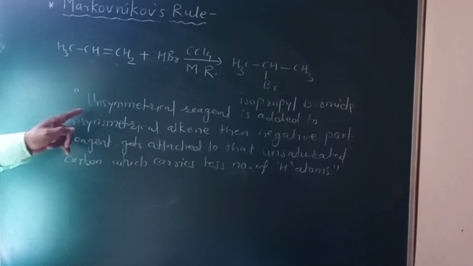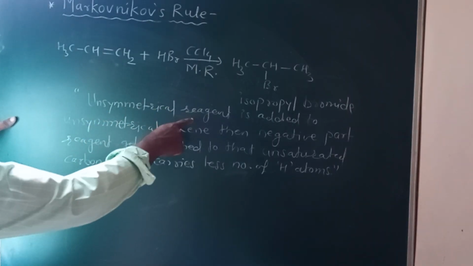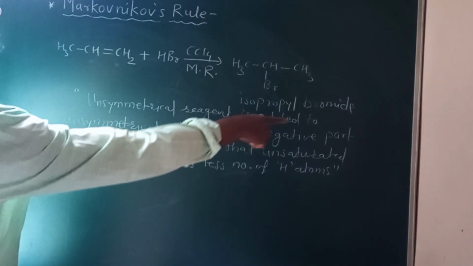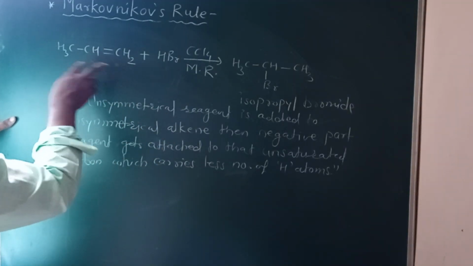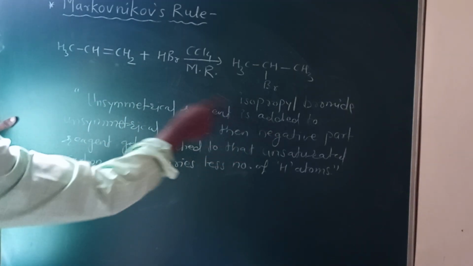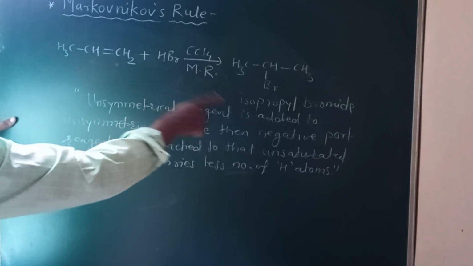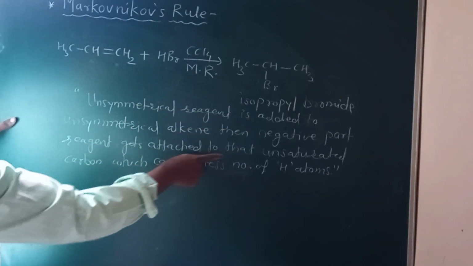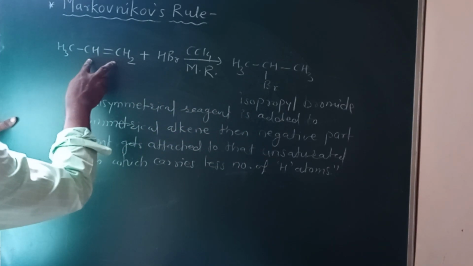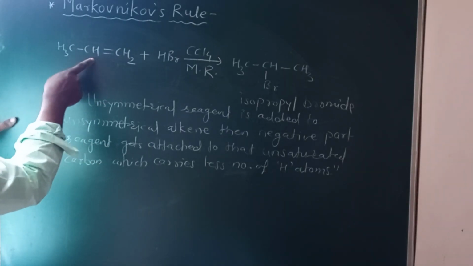Got it? Yes, when an unsymmetrical reagent, like HBr, is added to an unsymmetrical alkene like propene, then the negative part of the reagent, that is Br minus in this case, gets attached to that unsaturated carbon which carries less number of hydrogen atoms.